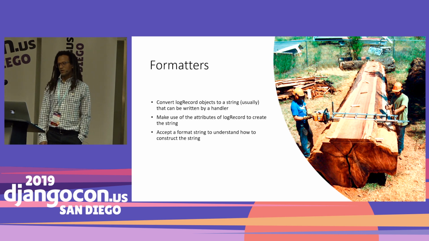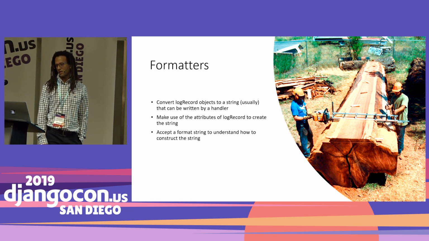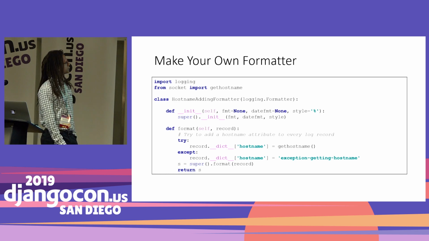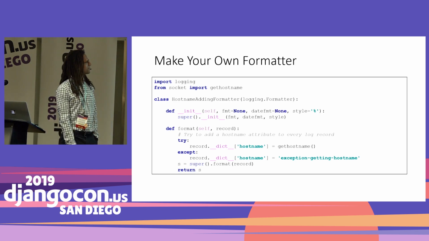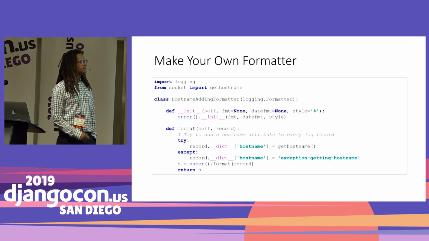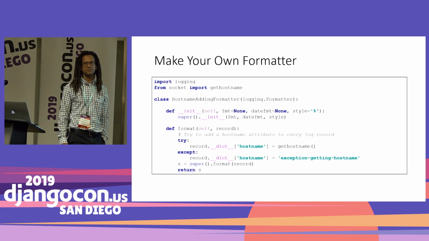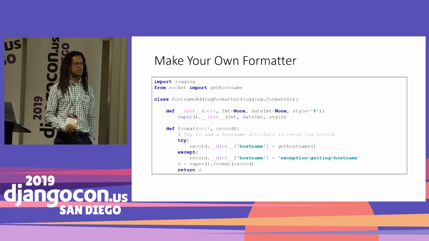Formatters convert log messages to strings. They use the attributes on the log records in order to make those strings for you. Here's a slide that I added 20 minutes ago. This is how to make your own formatter. I love doing this because there's one attribute that I want in every log record that I don't get out of the box from Python, because Python isn't a web framework, Django is. And I like to see the host name in my logs.